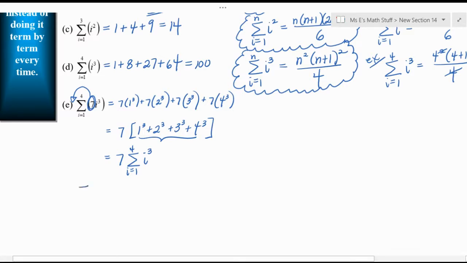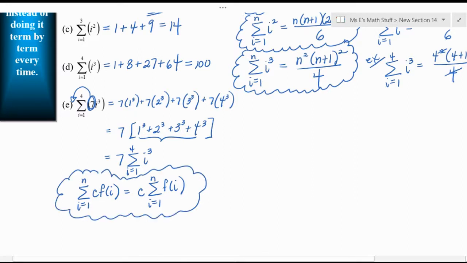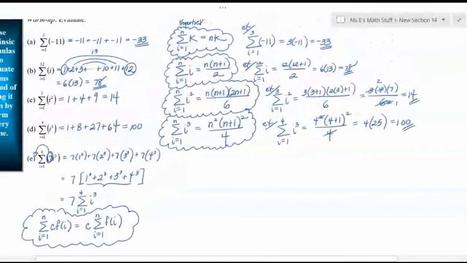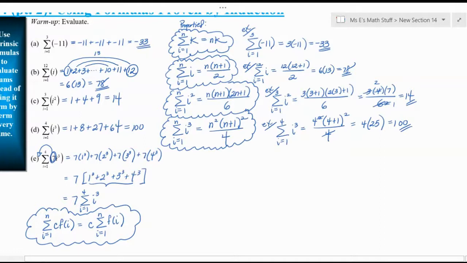So if you have the sum as i goes from 1 to n of a constant times a function of i, like in this case, where the function of i was i cubed, you could pull the constant out in front and then evaluate the sum with the function of i in there. That's a good property to be reminded of, because sometimes it makes it so you can use the properties that we're having you memorize to the right here. There are other properties for the sum formulas, but it's just the ones in the clouds here that I'll have you memorize.